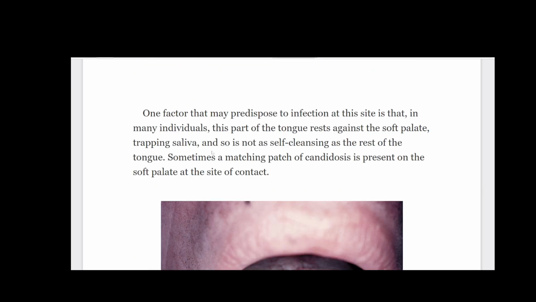One factor that may predispose to infection at this site is that, in many individuals, this part of the tongue rests against the soft palate, trapping saliva, and so is not as self-cleansing as the rest of the tongue. Sometimes a matching patch of candidosis is present on the soft palate at the site of contact.